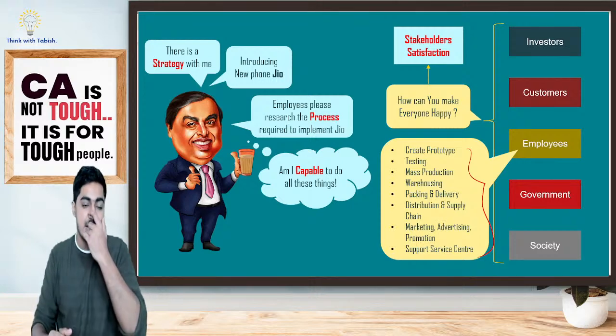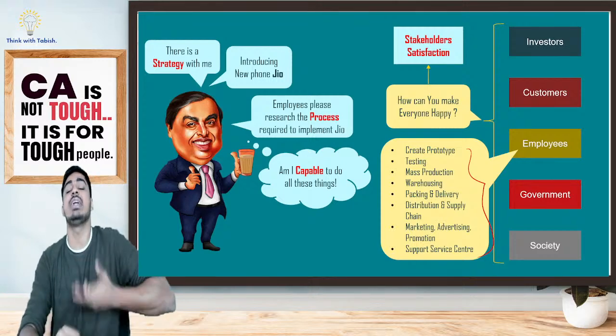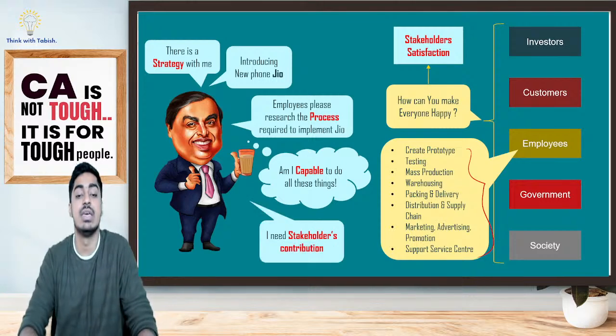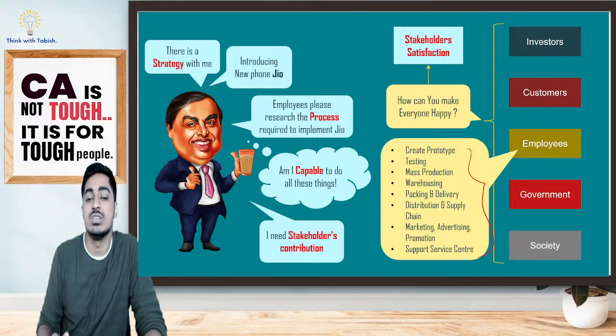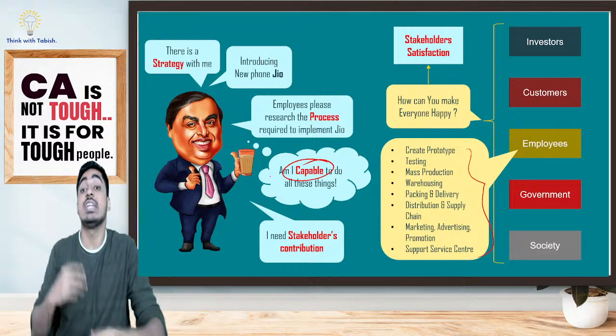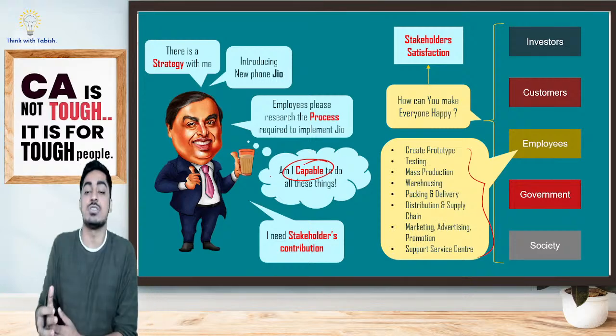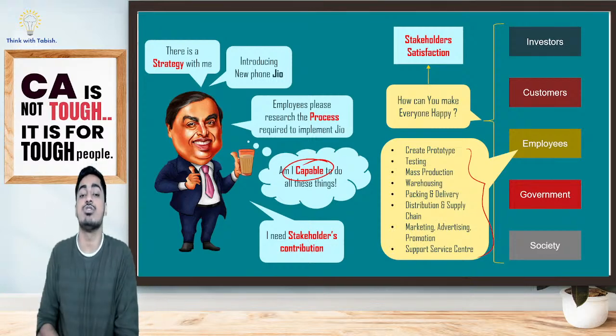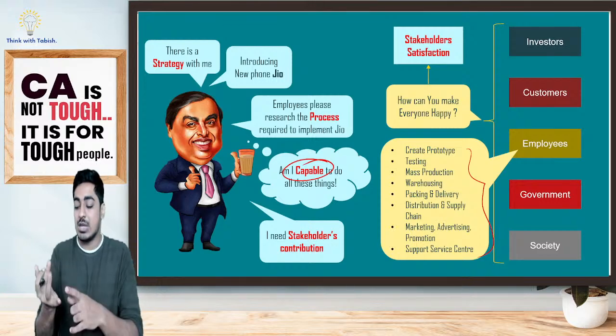Now, say for example, Ambani says, I want to build that capability. How do I build that capability? Take stakeholders' contribution. I know the process, but it has to be implemented properly, so I want the capability. What do I want? I want some additional funds.